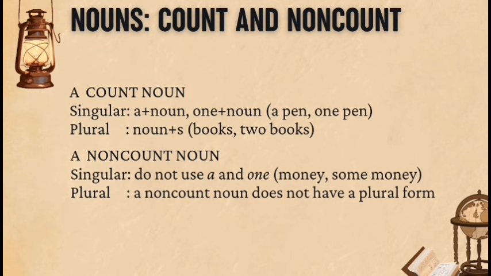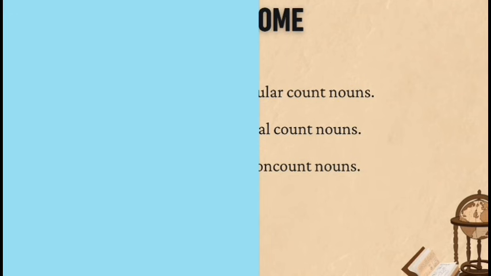Nouns, count and non-count. A count noun, singular: a plus noun, one plus noun. For example, a pen, one pen. Plural: noun plus s. For example, books, two books. A non-count noun, singular: do not use a and one. For example, money, some money. Plural: a non-count noun does not have a plural form.